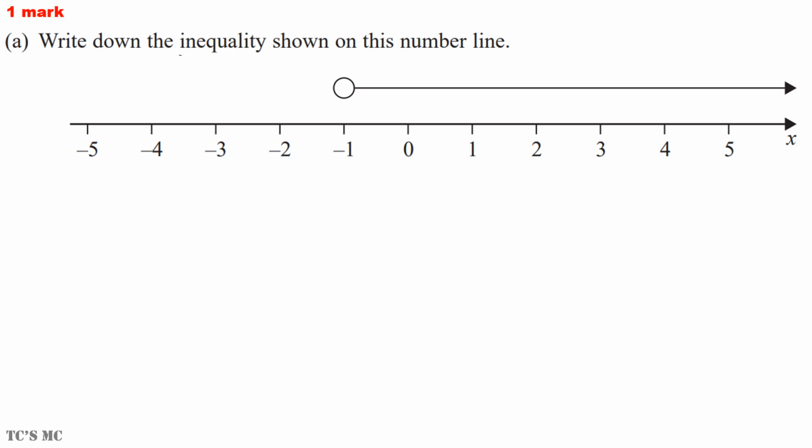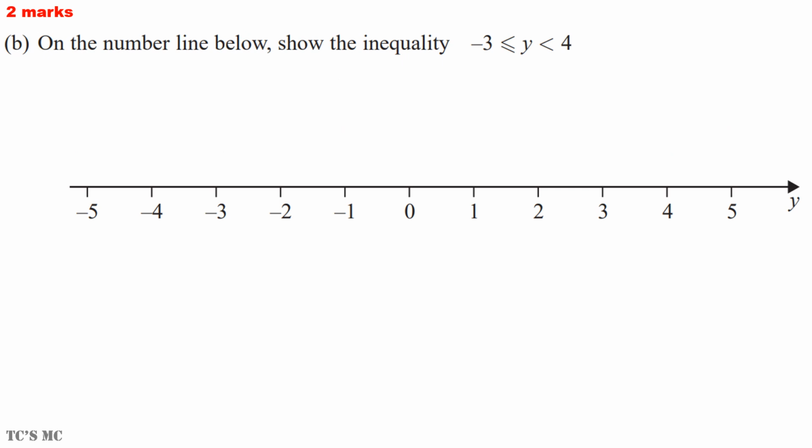Write down the inequality shown on this number line. Because the circle is above -1, we can say x and then something -1. Because this arrow is pointing at all the numbers on the right, our inequality symbol is also pointing towards the right. Because this circle is empty, the symbol stays as it is and it is not more than or equal to. So for 1 mark, this is all we need to write.